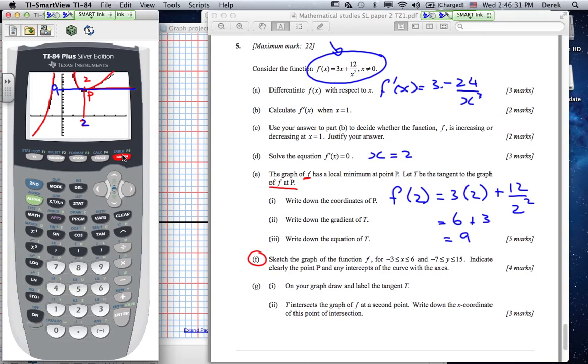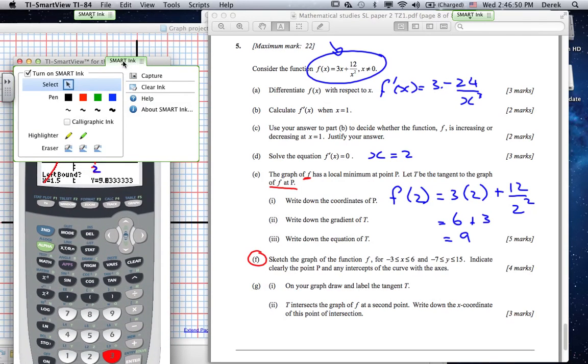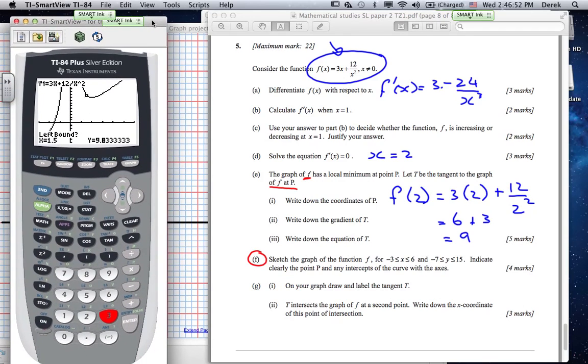Now if you wanted to, you could have also used the calculation functions on your calculator. We could have found our minimum, so that would be 3. Let me just clear the ink here. I could have done this: my left bound is that, enter, go to right bound, enter, and guess, and I would have got my 2 and my 9 there. So I could have done it that way also.